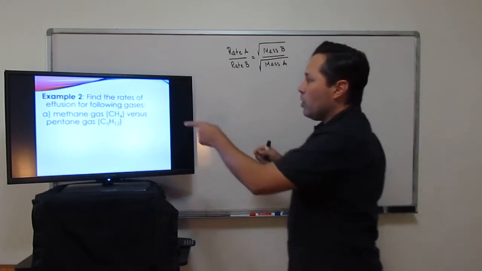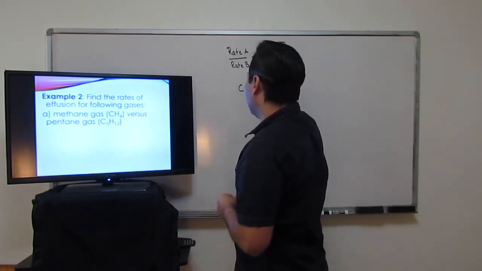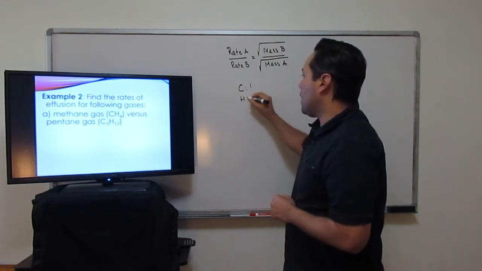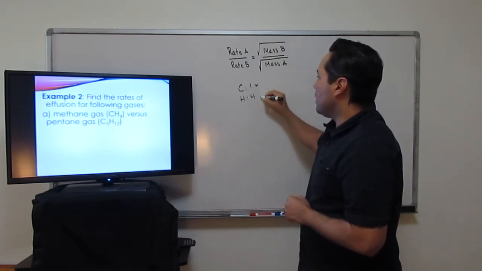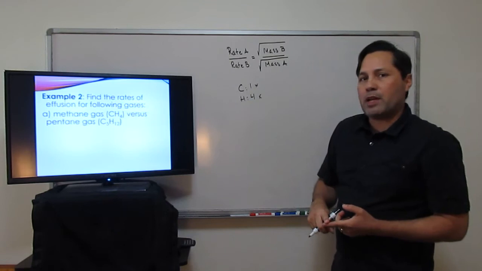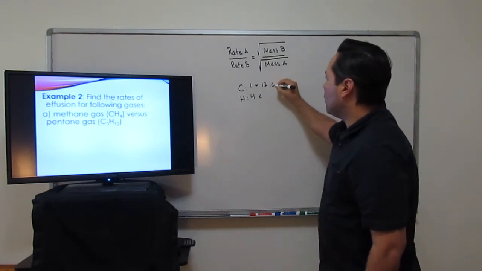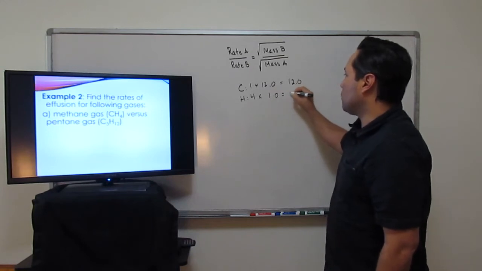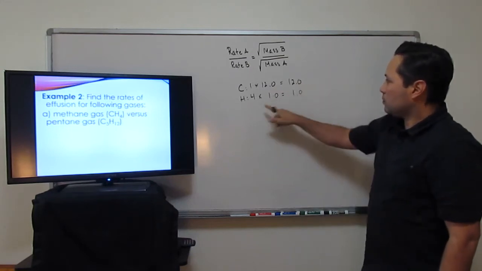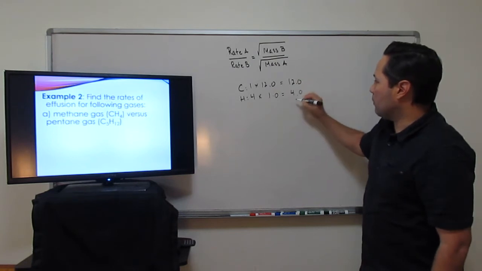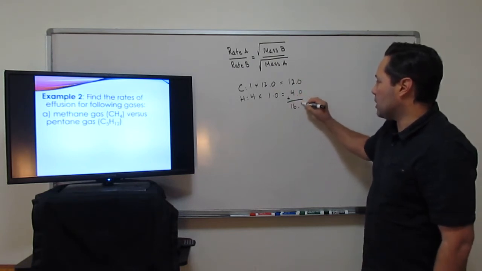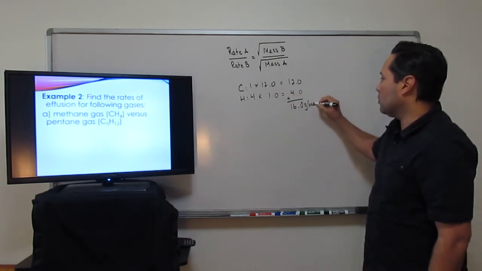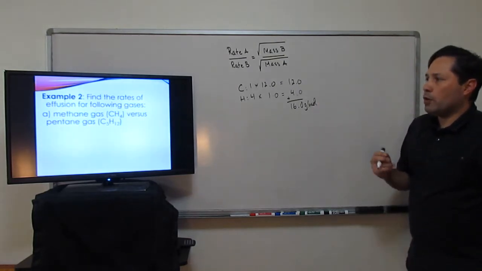So for methane, CH4, we're going to count there is 1 carbon atom and 4 hydrogens. Next, we use the periodic table to find the molar mass of carbon, which is 12 grams per mole. And the molar mass of hydrogen is 1 gram per mole. So that's going to multiply, that's going to give us 4, for a grand total of 16 grams per mole.